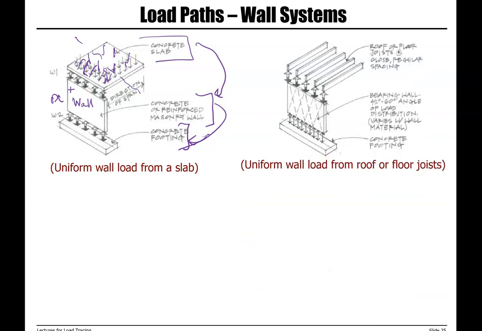The second example for a wall system is uniform wall load from roof or floor joists. So we have roof or floor joists at close regular spacing. We calculate the load on each of these joists, calculate reactions, and then calculate how much is transferred to the bearing wall. So we have from joist to the wall to concrete footing. This is our load path.